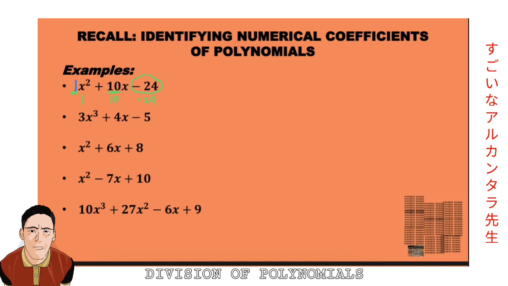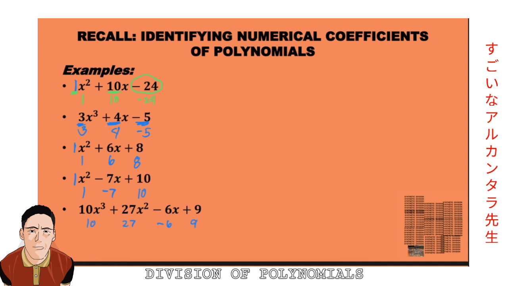We just look at the numbers, but we include their signs properly. So you have here 3, 4 positive, and then negative 5. So this is 3, 4, negative 5. Similarly here, there's an invisible 1. So 1, 6, 8. Here, there's an invisible 1, 1, negative 7, 10. Here we have 10, 27, negative 6, and 9.